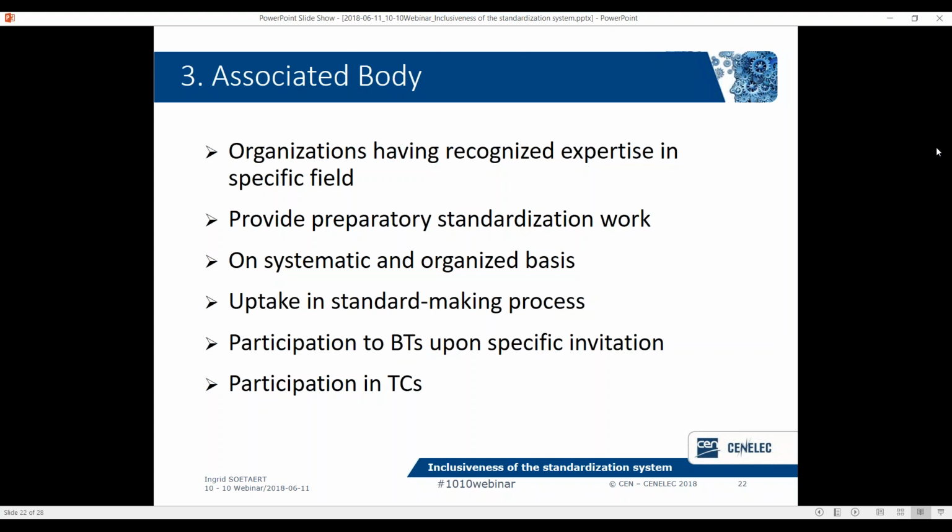On a case-by-case basis, CEN and/or CENELEC establish a formal agreement with such organizations that includes, for example, the arrangements on their access to the technical bodies and their documents. The associated body will also have access to the BT meetings upon invitation. CEN has two associated bodies, which are ISD STAN and ACES.